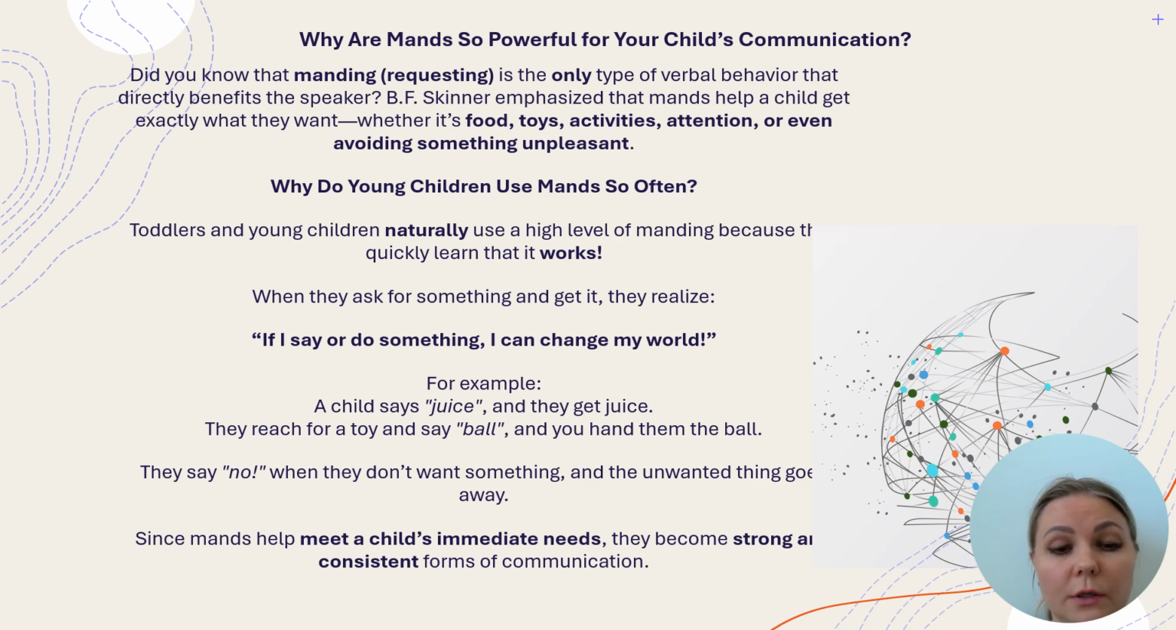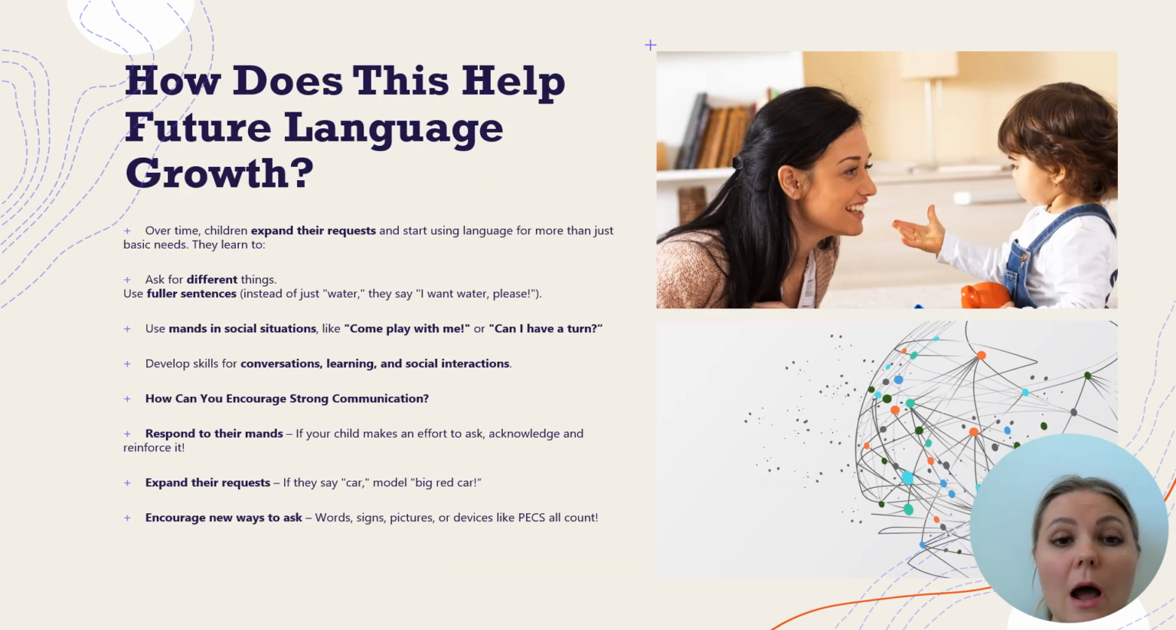They reach for a toy and say ball and you hand them the ball. They say no when they don't want something and then the unwanted thing goes away. Since mands help meet a child's immediate needs, they become strong and consistent forms of communication. How does this help future language growth?